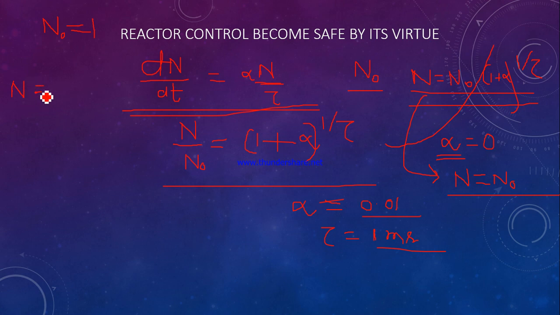So what is the equation? Now if I put the value, it is (1 plus 0.01) to the power 1 by 1 millisecond, that means 1000. What is this value?